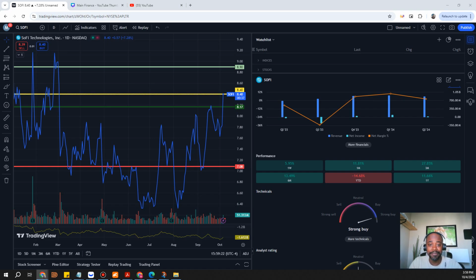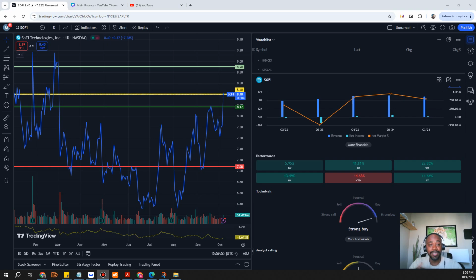Now, SoFi, known for its diverse suite of financial products, including personal loans, refinancing, and its digital banking services, is well positioned to benefit from the current market optimism. With economic conditions stabilizing, the financial services sector and companies like SoFi could see increased consumer activity and an improved lending environment. So, in a nutshell, this is what's going on with SoFi.